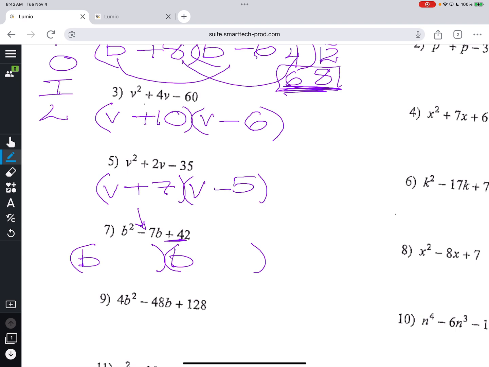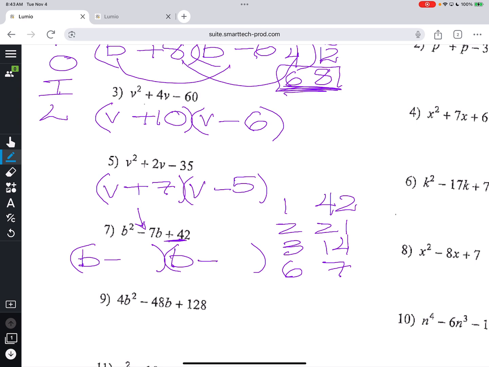Okay? Now, let's list the factors of 42. 1 and 42, 2 and 21. 3 goes into it, 3 and 14. 5 won't go. 6 and 7. And then we're back to 7. All right? They have to add to get 7. Negative 7 and positive 6? They have to be the same sign. Negative 7, negative 6.